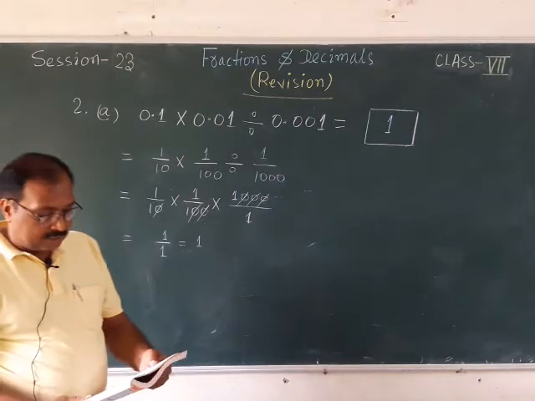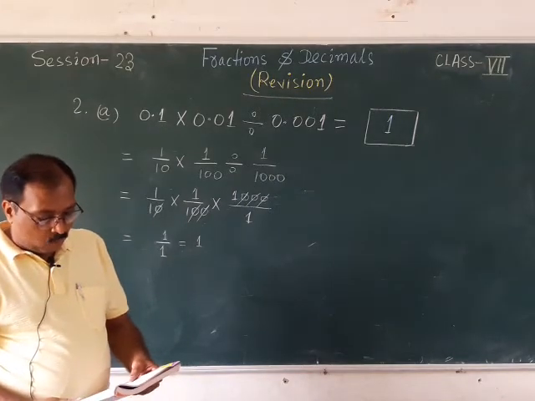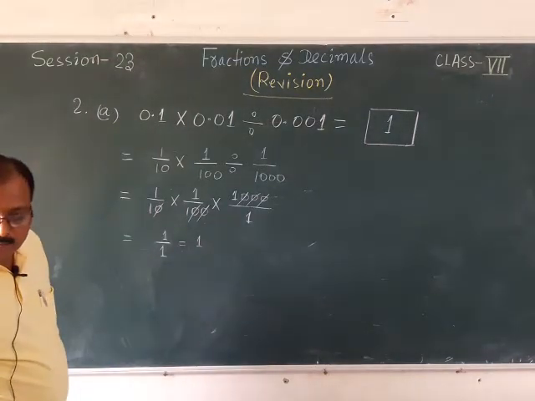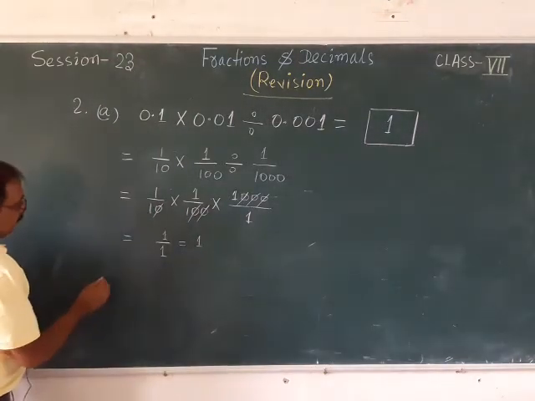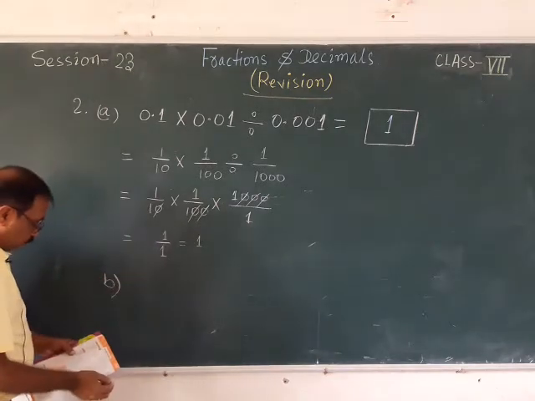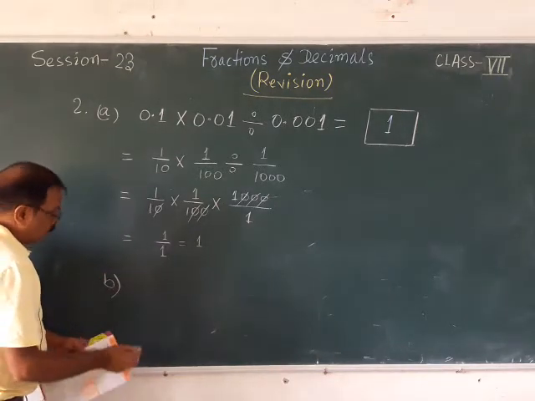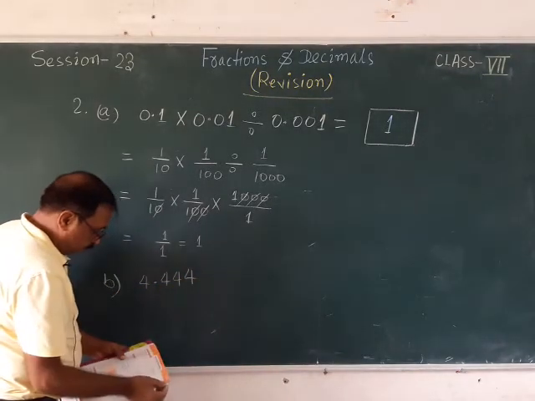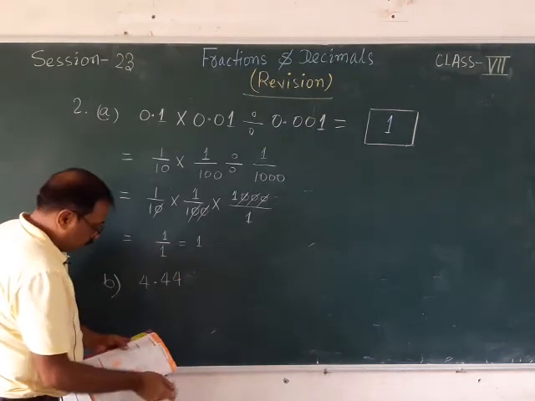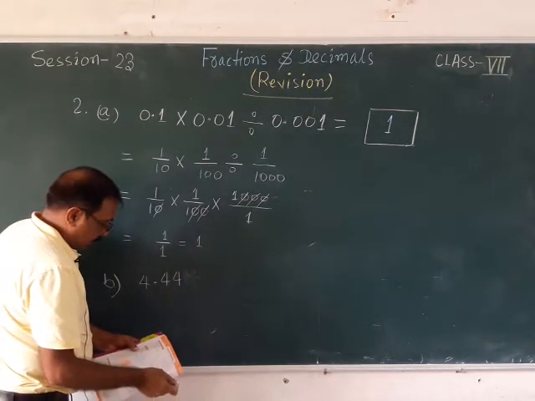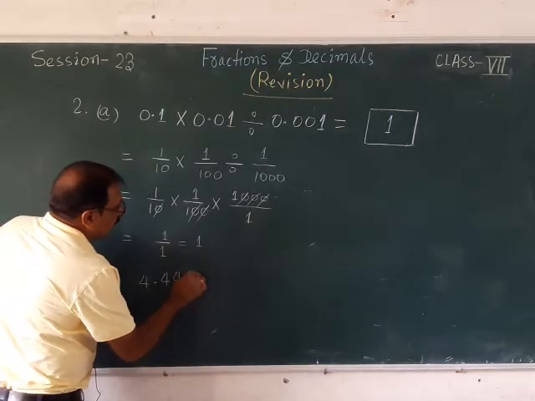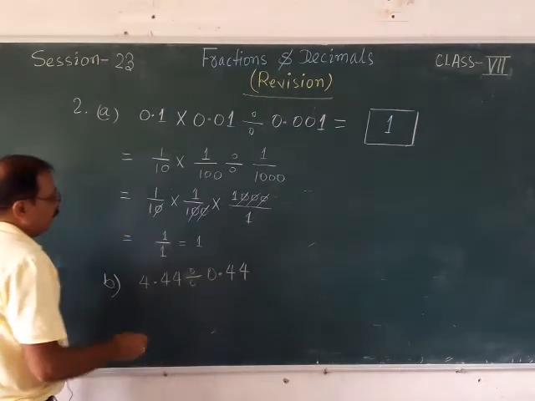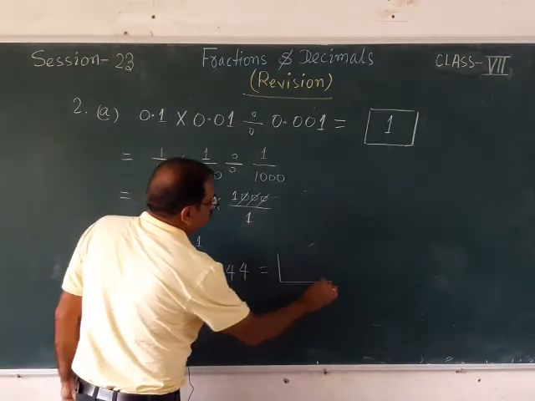So this is a very, very interesting question. Okay, like that you have to work. This is question number A from division, from the decimal section. Now number B, one more question I am going to show you. This time it is 4.44, not 444, divided by 0.44. Again it is a fill in the blanks type question.